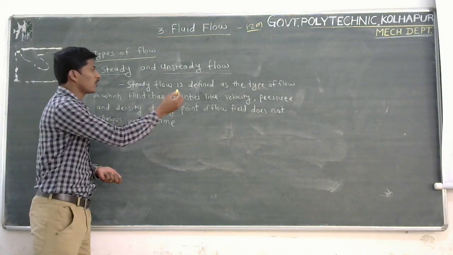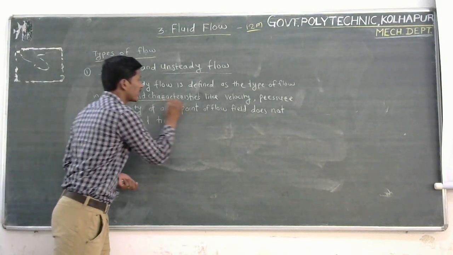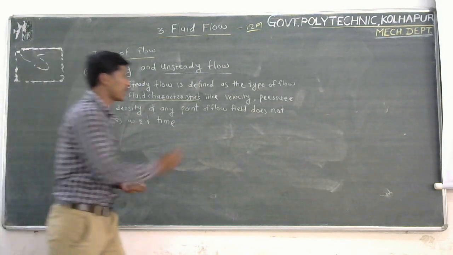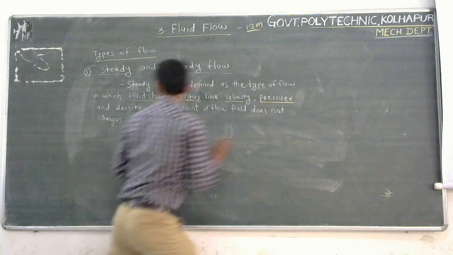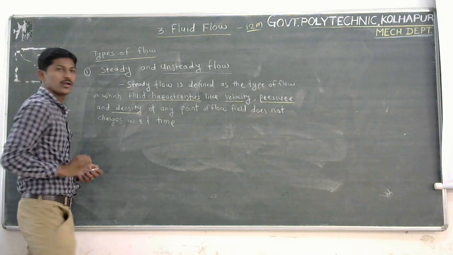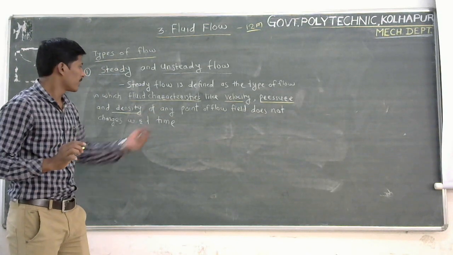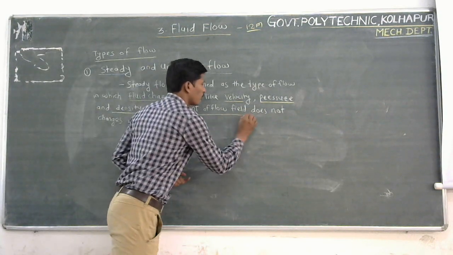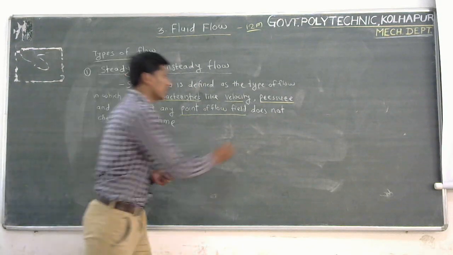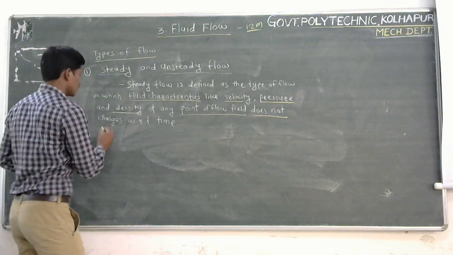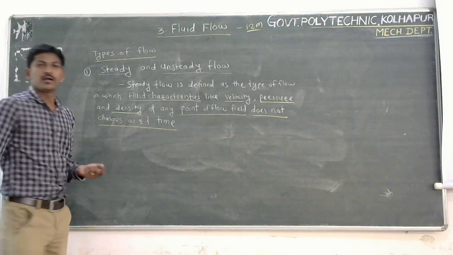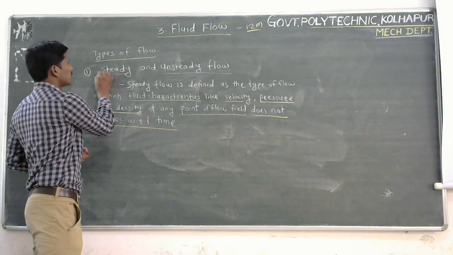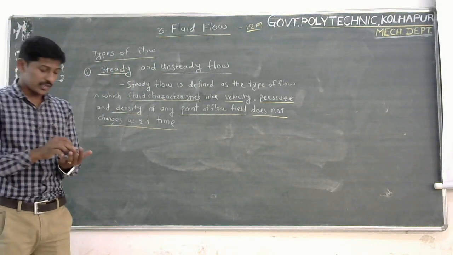What is meant by steady flow? It is the type of flow in which fluid characteristics like velocity, pressure, and density at any point of the flow field do not change with respect to time. That is called steady flow.